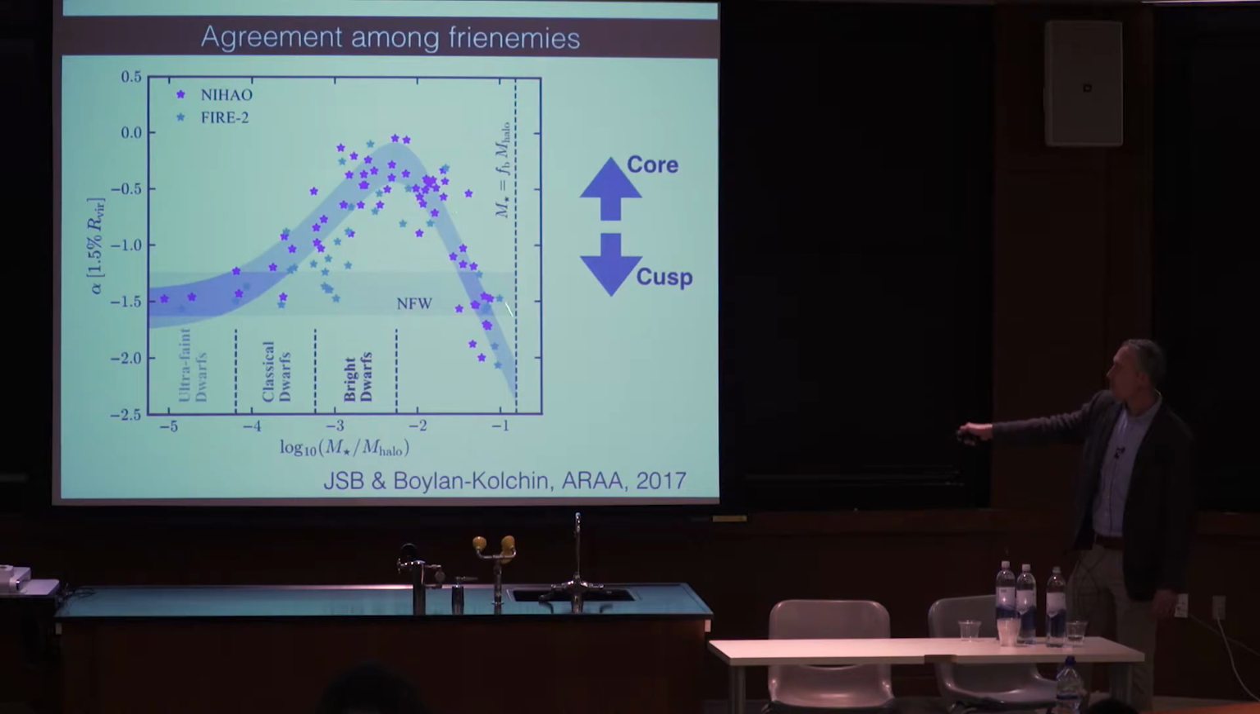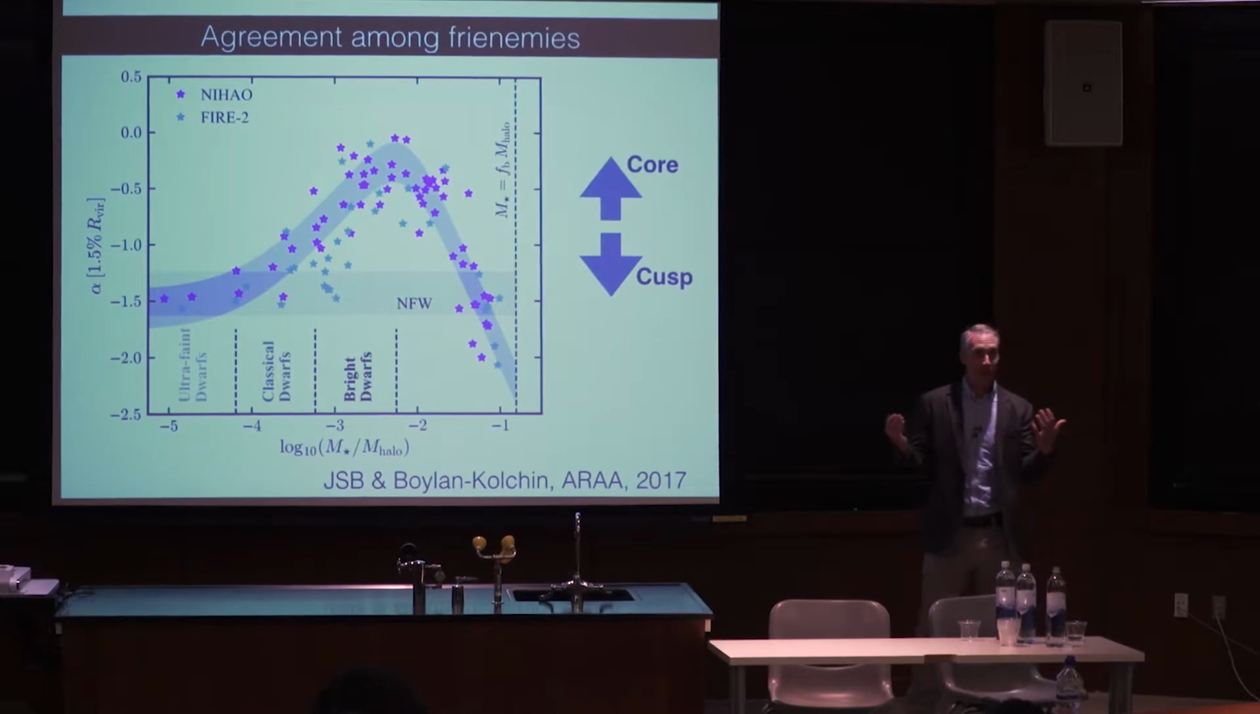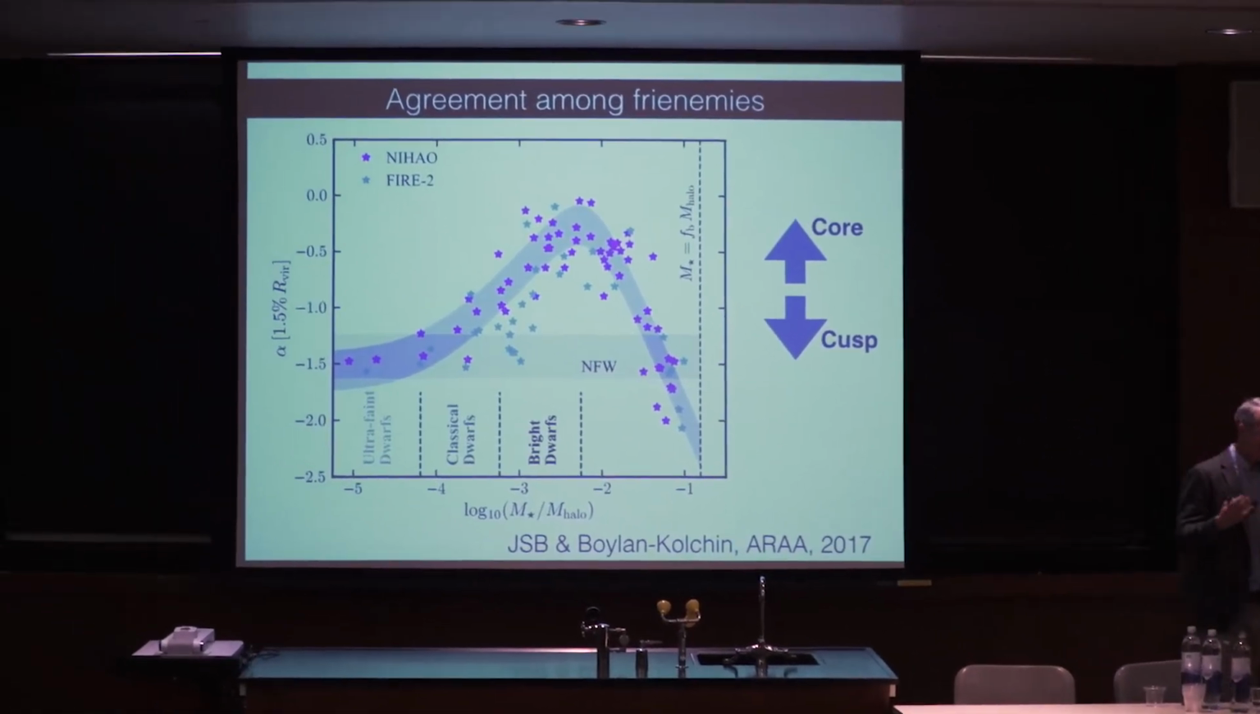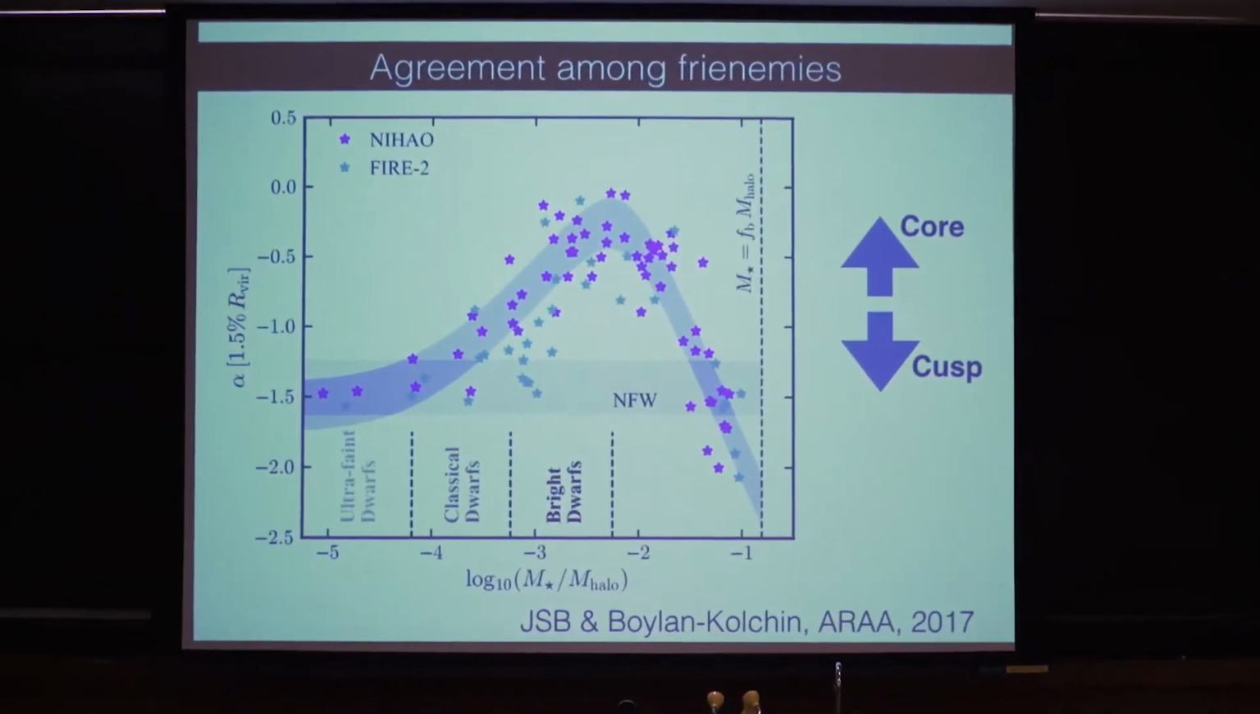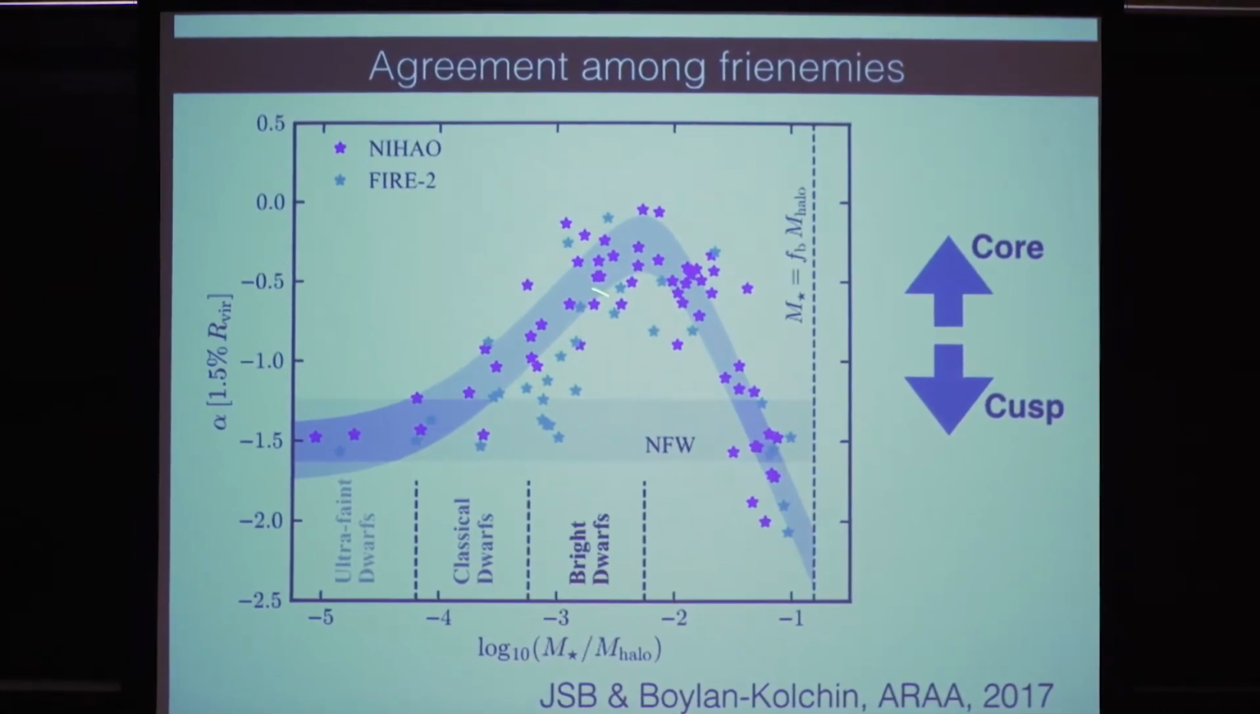So contraction makes you steeper, supernovae make you more core-like, and then they kind of overlap at this kind of middle scale here. This is the mass scale of LSB galaxies, right, that actually have big cores. So it's kind of what you see in the real universe, although there needs to be a much more precise comparison here. Yeah?